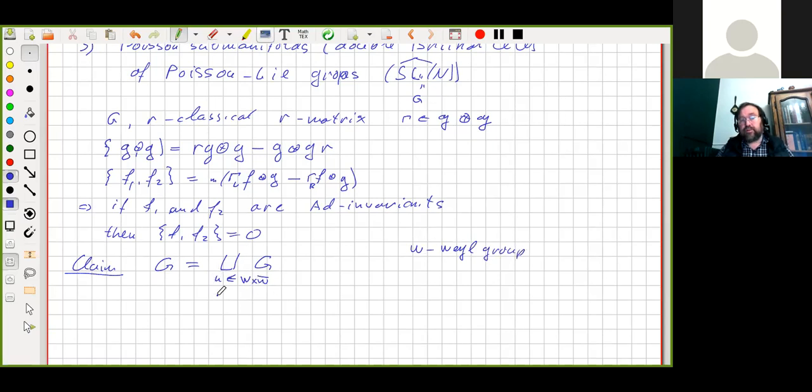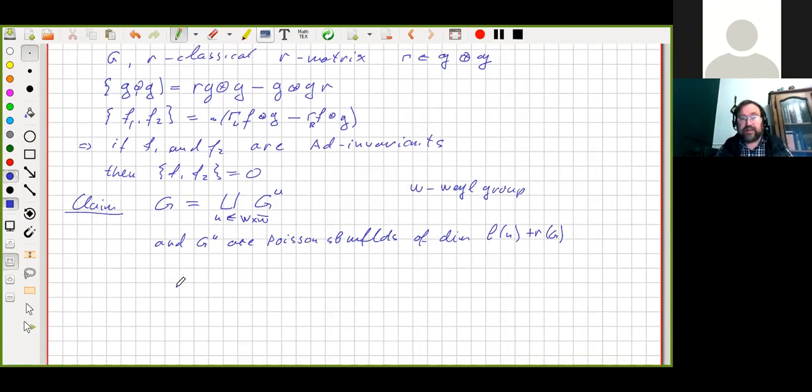So it decomposes into Poisson submanifolds, which are enumerated by the elements of this double affine Weyl group. So it's a union, and G_U are Poisson submanifolds of dimension L(U) plus rank of G. L is the length of this element as an element of the Weyl group. So W times W bar is still a Coxeter group. So you just count the length of the element as a Coxeter group element.